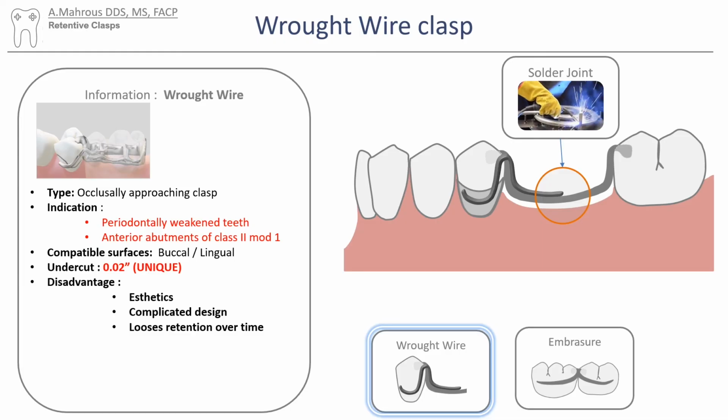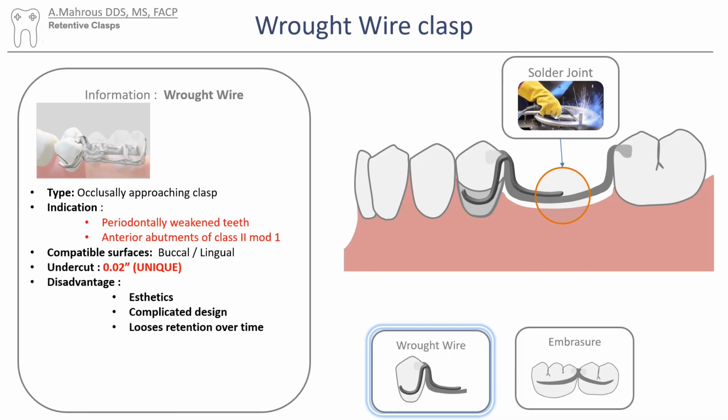So in order to provide enough retention, they need to engage a deeper undercut than any of the other clasps. So this is the only clasp that engages a 0.02 inch undercut on a tooth. Wrought wire clasps are considered occlusally approaching clasps, which give them the same disadvantage as the CC and the ring clasp, which is lack of aesthetics. However, they have an additional disadvantage of being complex and losing retention faster than most other cast clasps.